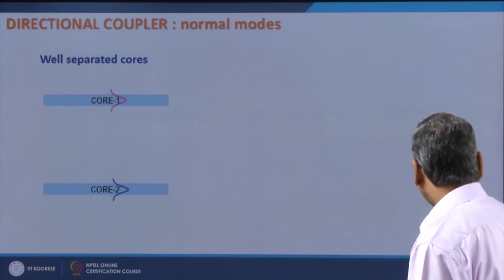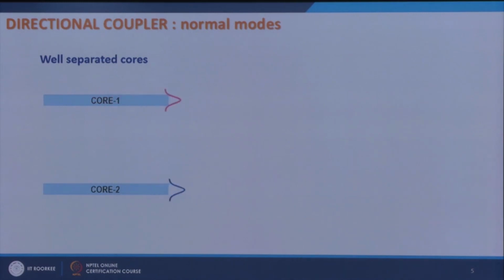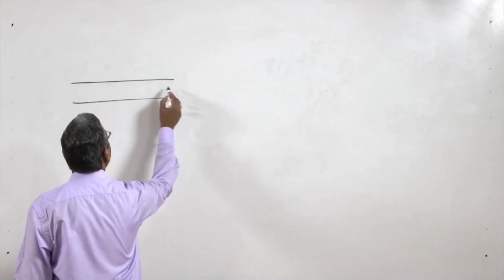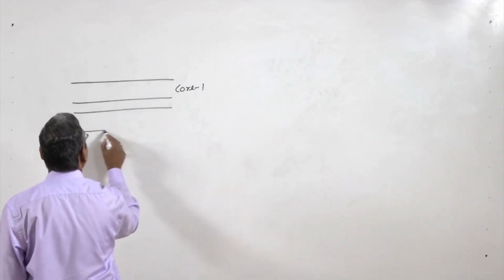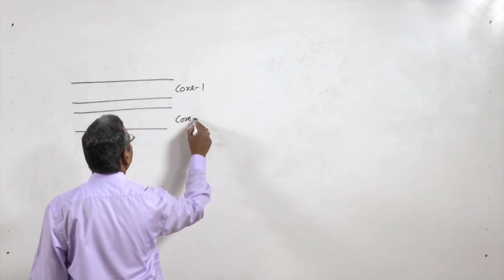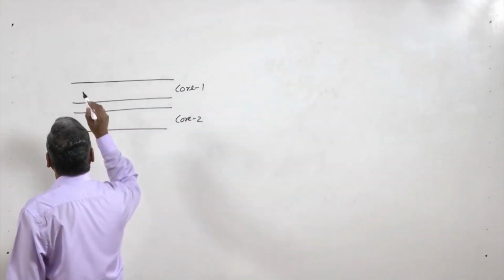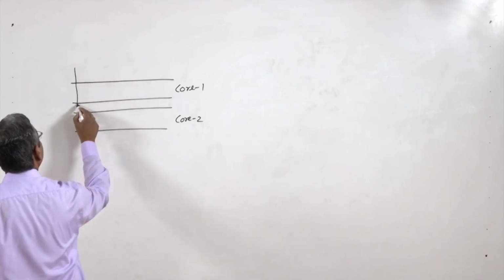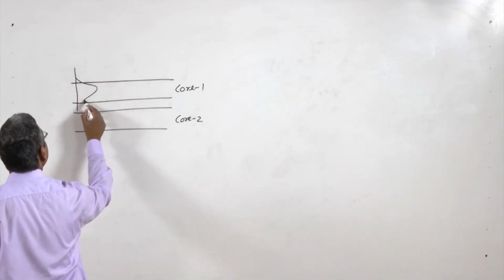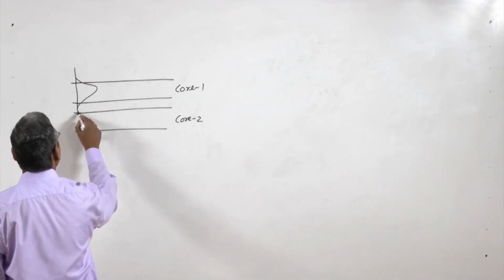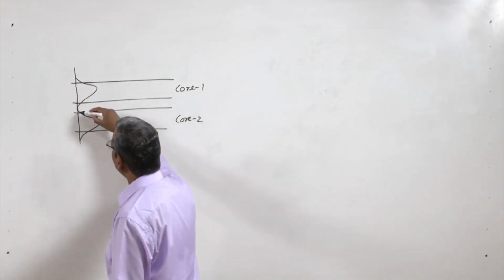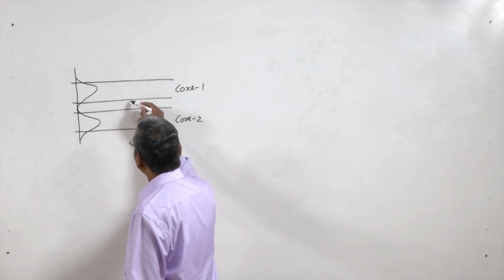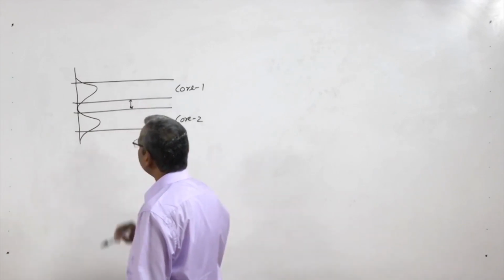But if I bring them closer, then what may happen, that now this is core 1 and this is core 2, then this fiber has a mode which is like this, this fiber also has a mode which is like this. So, these two modal fields may combine like this if the separation between the two cores is not very large.